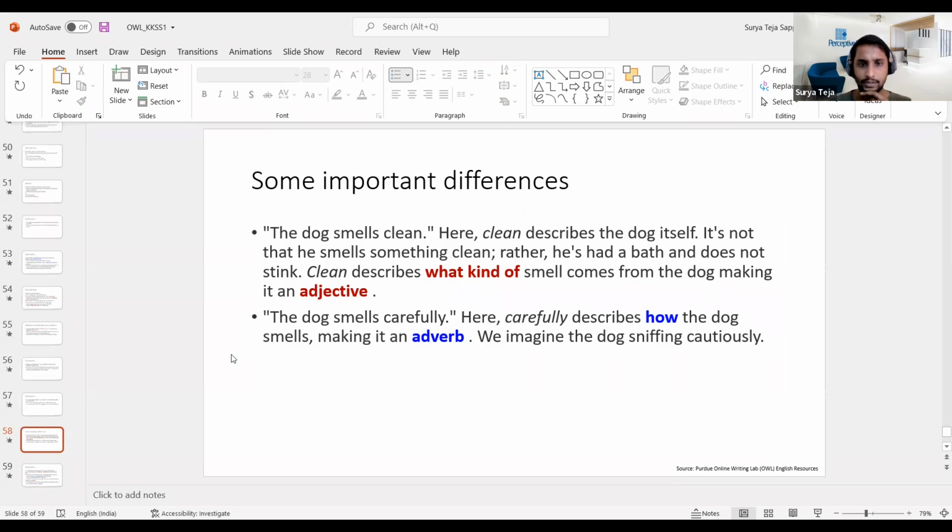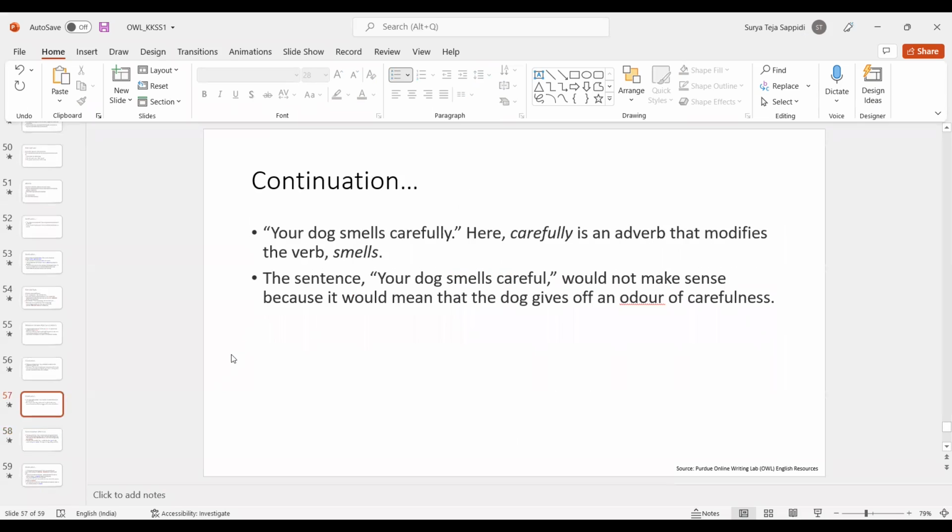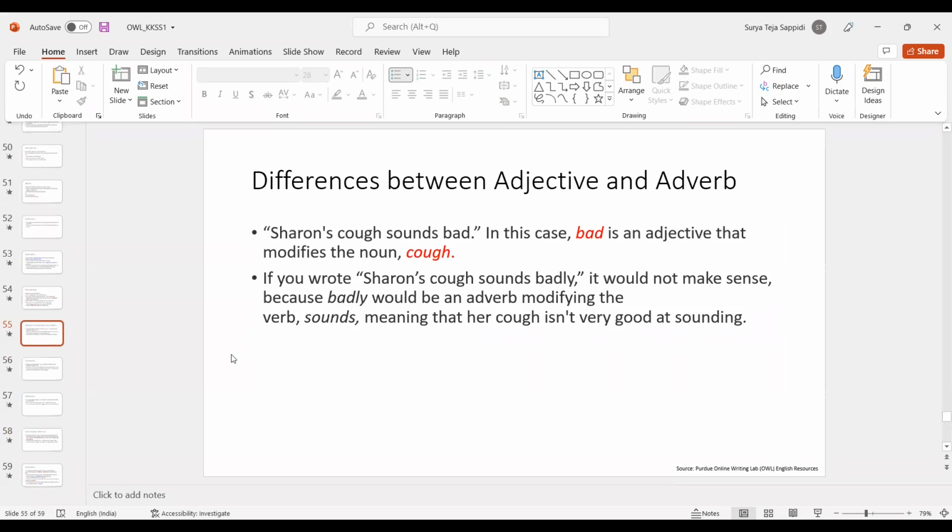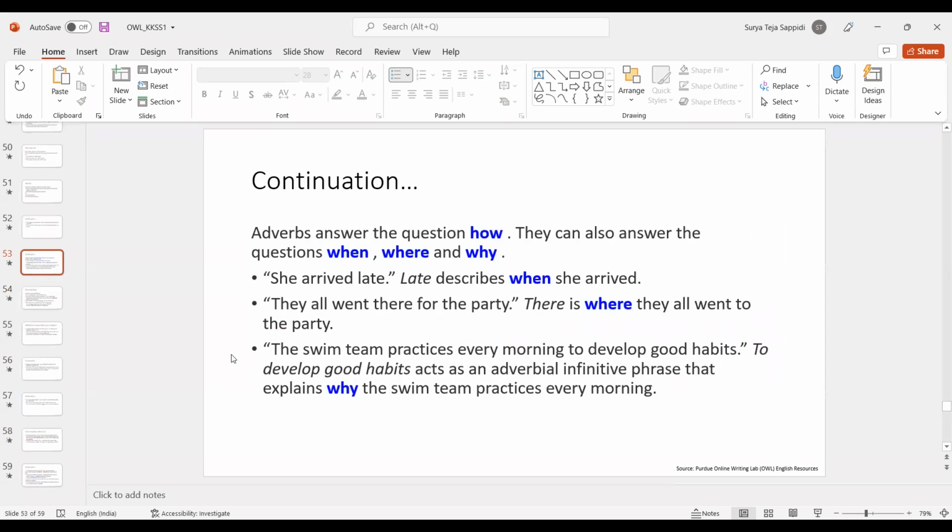Okay. Does anyone have any doubts up until now? Sorry, just one question. I think in one of the slides you were talking about that adverbial infinitive phrase, right? Slide 53 was it? Yeah, I think this one.